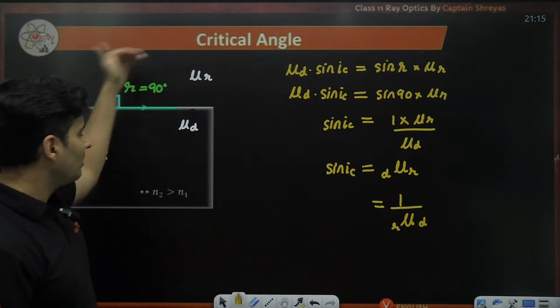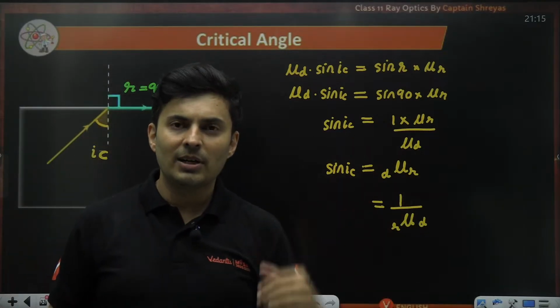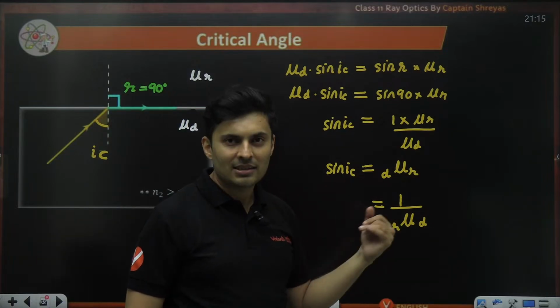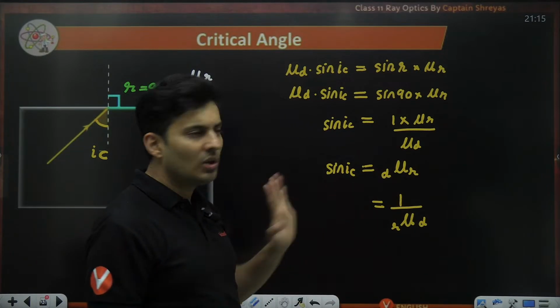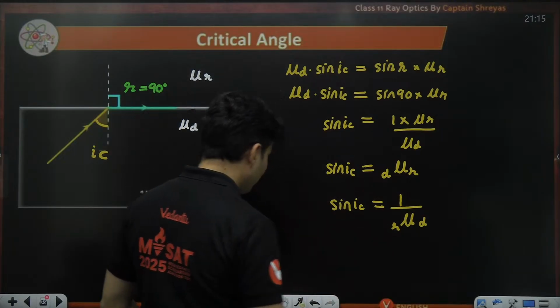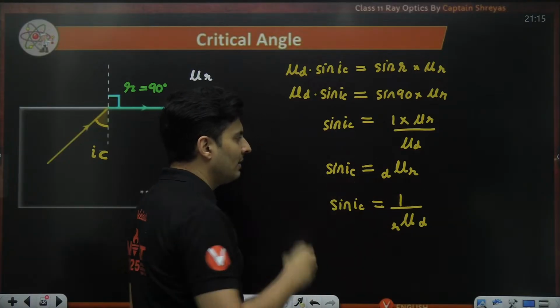That means when light goes from rare to dense, like the refractive index of glass with respect to vacuum, light is going from vacuum to glass. That is what is usually given to you, not the other way around. So that is why it is better to remember this particular formula. Think like this, guys. This value should be more than 1.